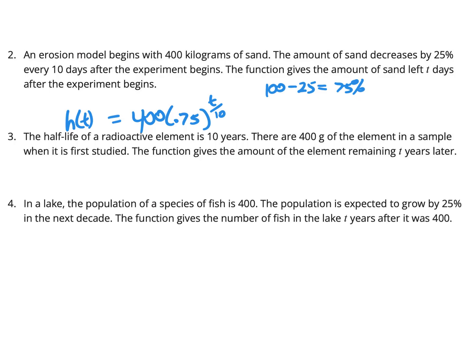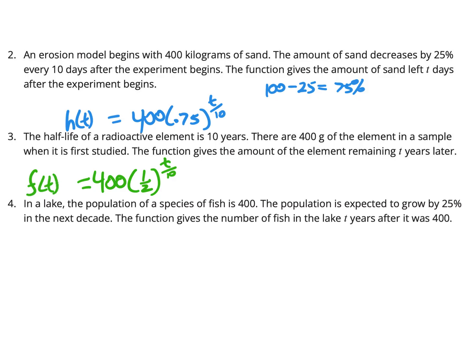Okay, looking at the next one. The half-life of a radioactive element is 10 years. 400 grams, again, is our start. We know the thing is half-life because it's at half. We want T years, again. T over 10, again. And from the previous page, this was F.